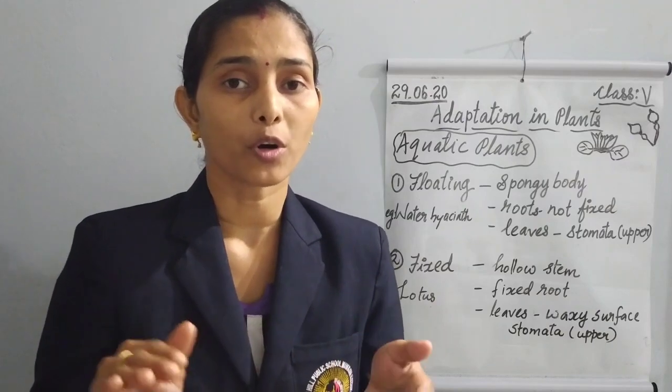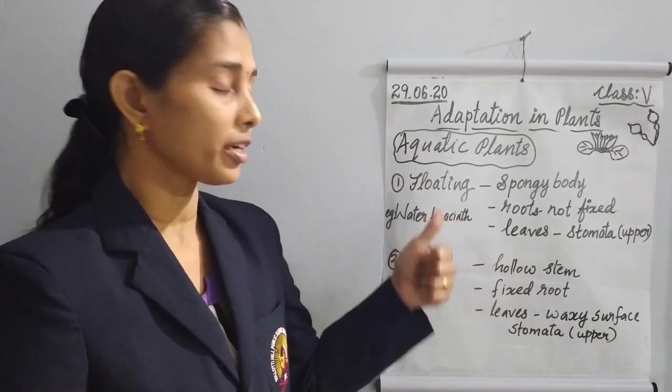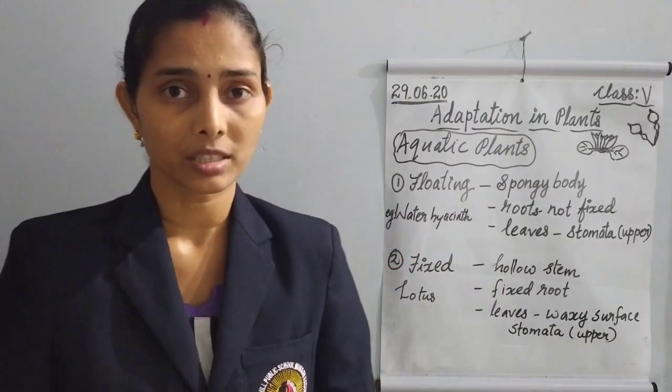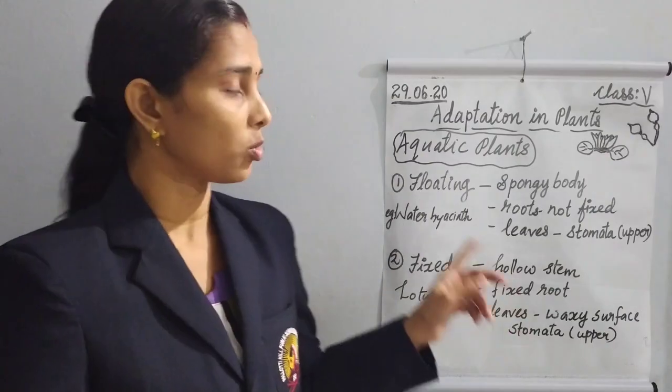Floating plants float on the water surface, like that. Fixed plants have parts, the leaves, flowers, etc., that will float on the water, but they will be fixed. Floating plants are not fixed in one place. You know the examples: water hyacinth, then water lettuce or pistia, and duckweed. All are floating.